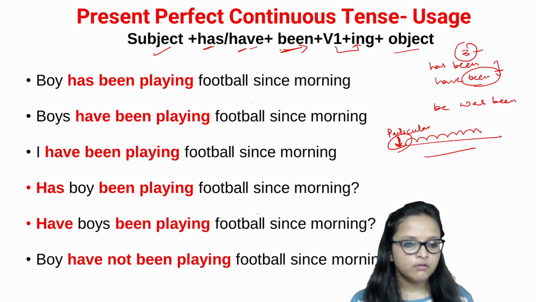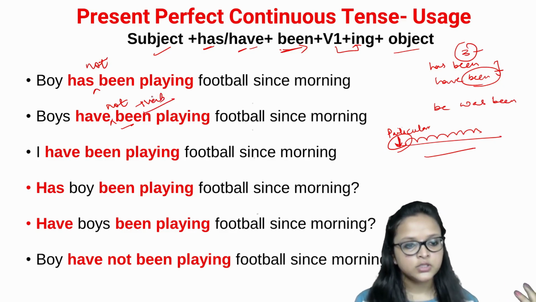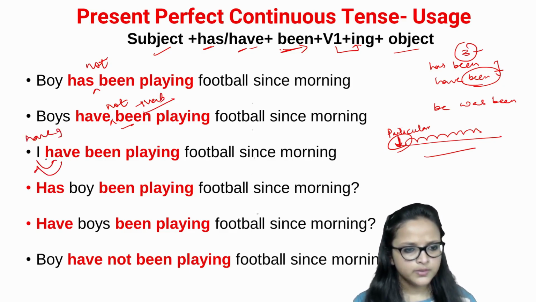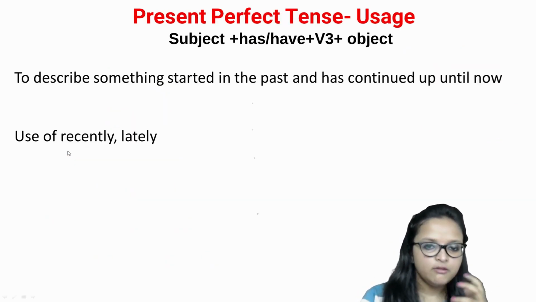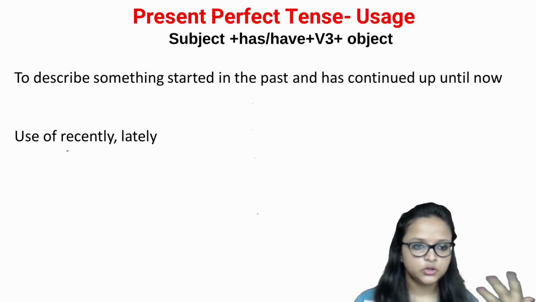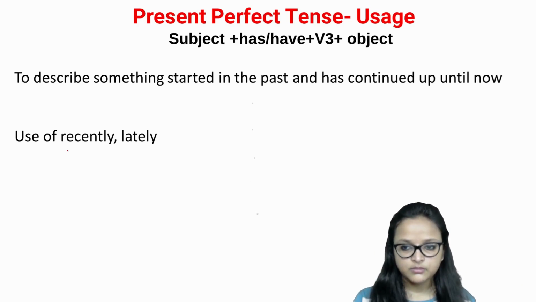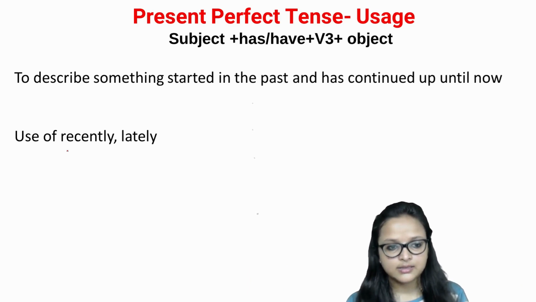To make it negative, where will you adjust your not? Boy has not been. Not been. Because been is also a verb. Okay, and to make it interrogative you just need to exchange the places of these two words. Have I been playing football? Has he been playing football since morning? Question mark. All right, and where do you use these sentences? To describe something that started in the past and you know the time, and that activity still continued up till now. He has been playing cricket since morning.